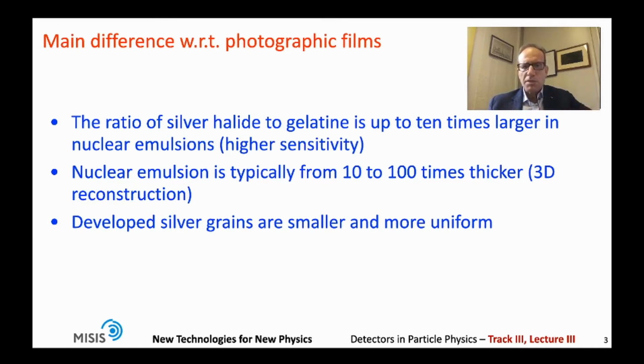Then nuclear emulsions are thicker, from 10 to 100 times thicker, so this gives you a 3-dimensional reconstruction, not just the 2D reconstruction that you see with standard photographic films. And developed silver grains are smaller and more uniform; the uniformity and the smaller size of the crystals lead to better stability and also to a better resolution of this device.